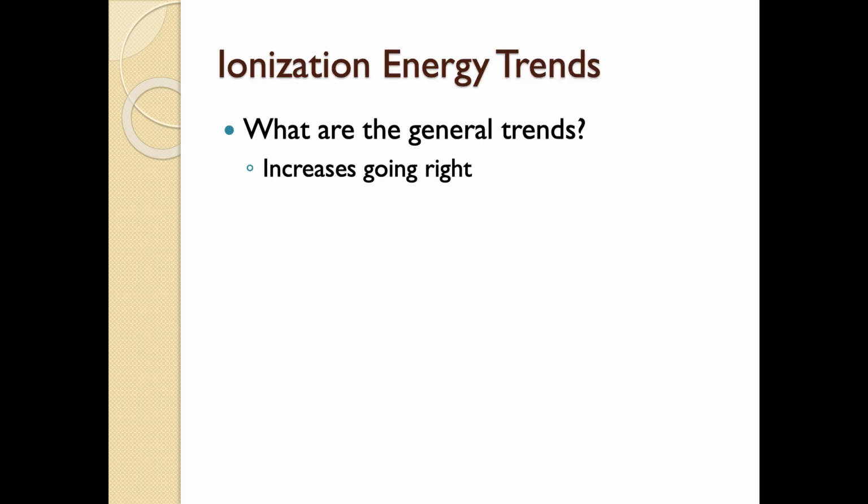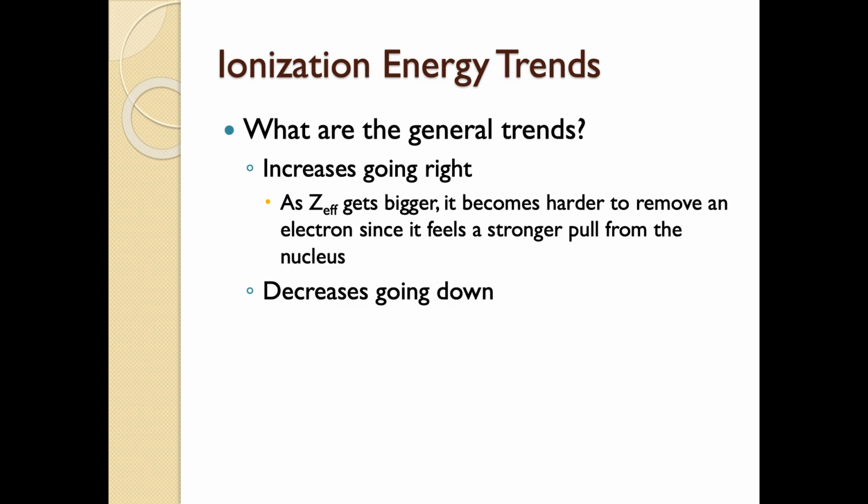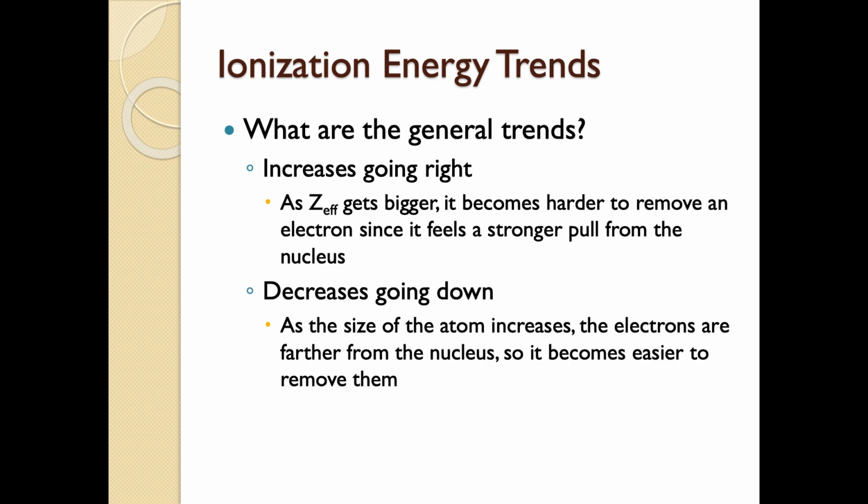So the general trend for ionization energy is that it's going to increase up and to the right. I have decrease going down, but I think an easier way to think of this is that it increases to the right, and decreasing going down is the same as increasing going up.